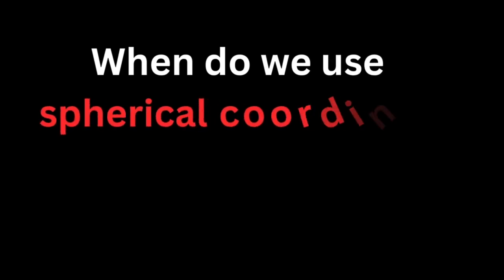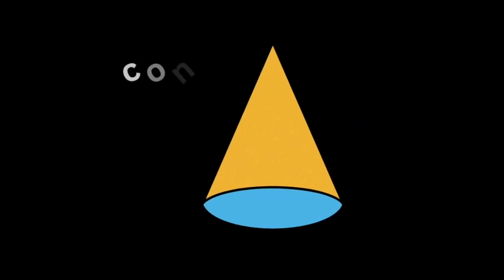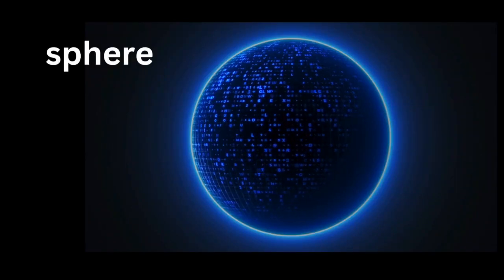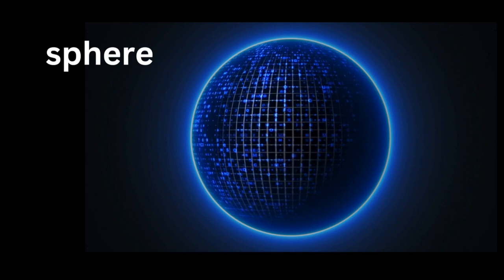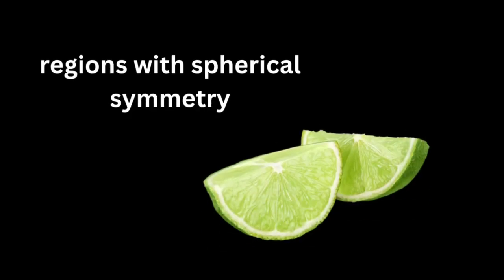When do we use spherical coordinates in triple integrals? We use them when the boundary of the region of integration is made up of surfaces such as cones, spheres, hemispheres, or regions with spherical symmetry.